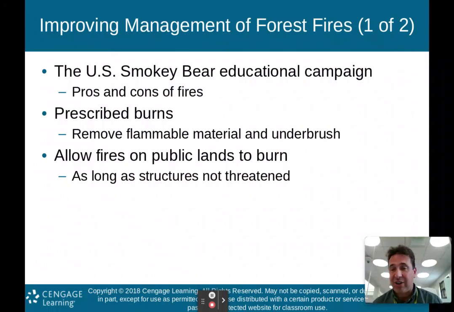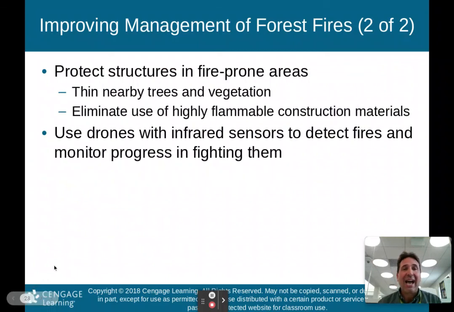And again, it's just an educational campaign, right? If you know there's going to be high fire danger and you're going out maybe camping, maybe you shouldn't be cooking, or make sure if you are going to be cooking on an open fire, make sure it's out. Just again, understand the forest. Prescribed burns, again, remove flammable material and underbrush. Those are those surface fires. Actually create them so that you can better alleviate the issue of maybe having one of those big crown fires. Allow fires on public land to burn as long as structures are not threatened. Again, if you're not destroying the whole forest, some of these fires can actually be helpful to the ecosystem.